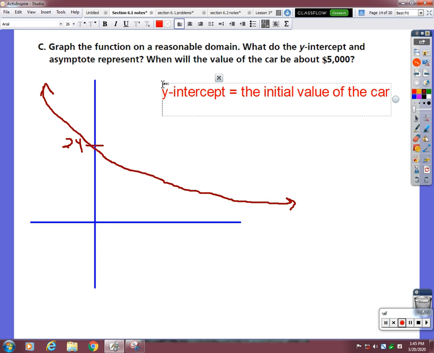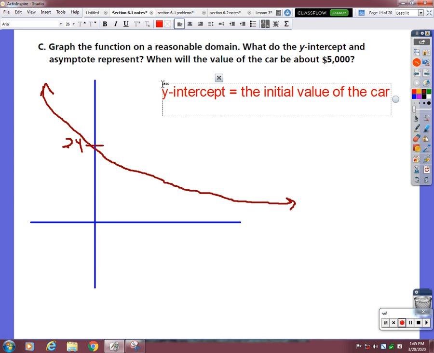When will the value of the car be about 5,000? Okay, so to do that, I would need to have my graphing calculator so I could see where the graphs cross. So if I do that on Desmos here off to the side, and make a graph of the original function, and then I want to know when the value of the car would be around $5,000. That would be what we would want to figure out when that whole thing is equal to 5, because remember the values are in thousands of dollars.